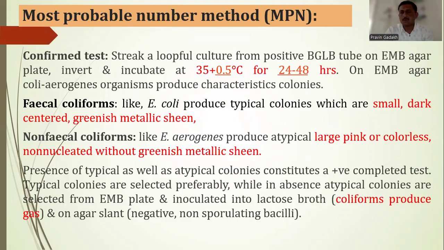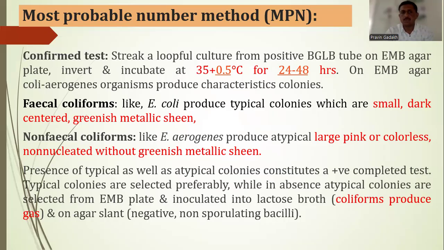We have to inoculate a loopful of culture from a positive BGLP broth, which we have already incubated in the incubator for 24 hours. And from that positive acid and gas forming tube, we have to inoculate a loopful of culture on an EMB agar plate, and again that plate is incubated at 37 degrees Celsius for 24 hours.